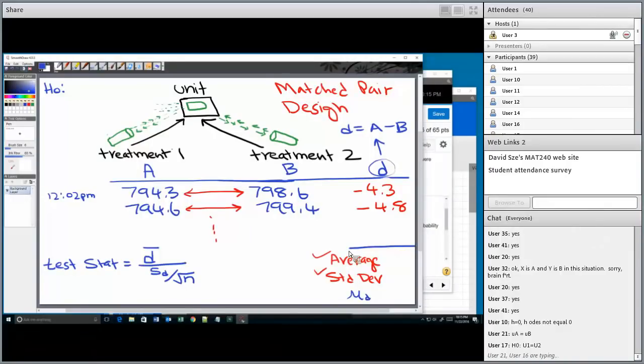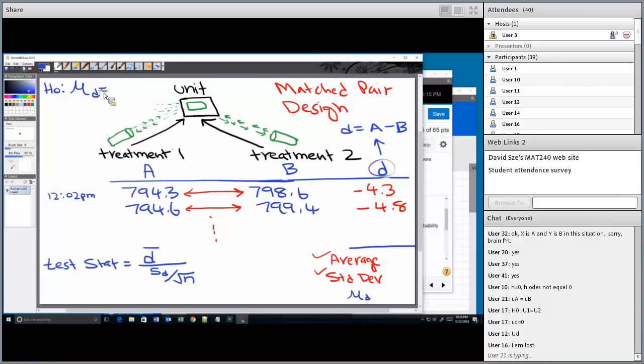We have to express the null and the alternative hypothesis in terms of mu D because this is a matched pair design. So how do I express the null hypothesis in terms of mu D? D equals A minus B. Very good, Sal. Mu D equals 0. That is my null hypothesis. Okay. So let me show you why.